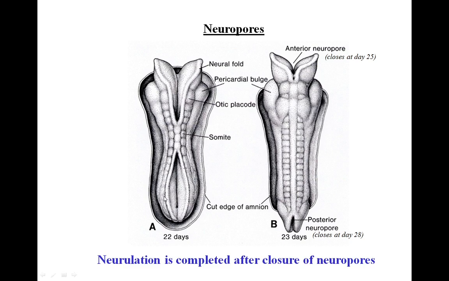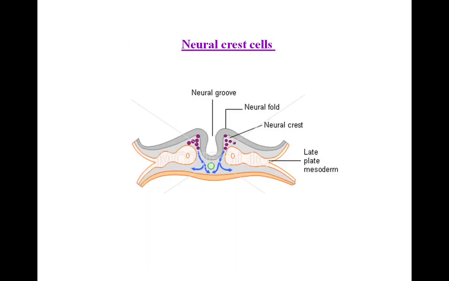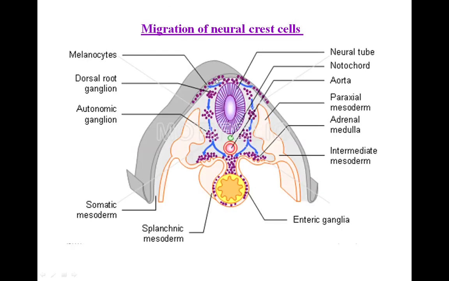Now what other structures are developed? The neural crest cells make many structures of our body. The structures which are derived from the neural crest are all derived from the ectoderm. So what are these structures? They migrate both dorsally, so they enter into the skin, and there they will form the melanocytes, and they also migrate ventrally.